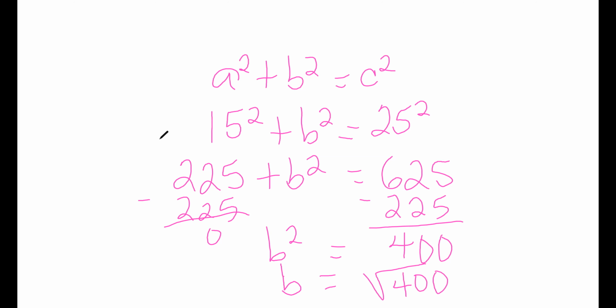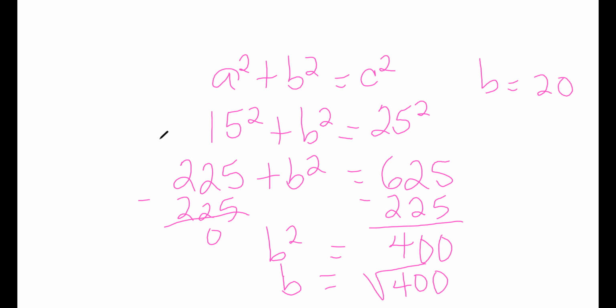So what times itself would give you 400? This one is an easier one too, if you're just thinking about regular division. So if you know that 2 times 2 is 4, 20 times 20 is 400. So when you do that, you're saying B equals 20.